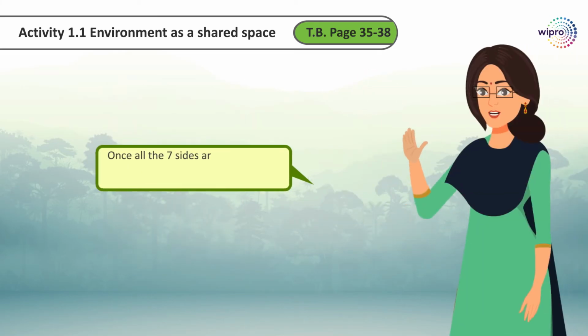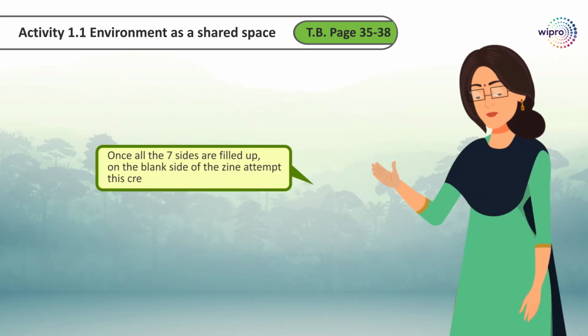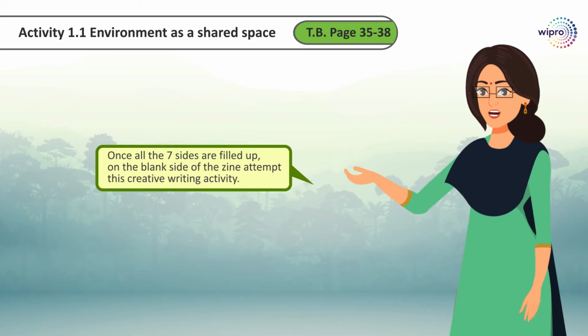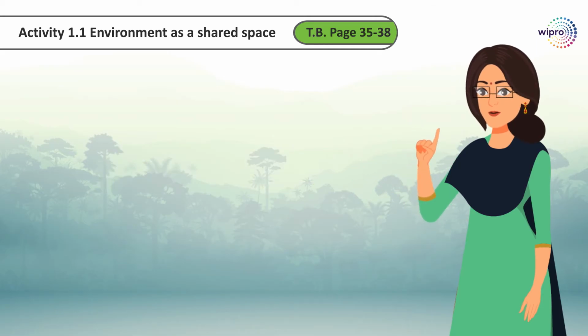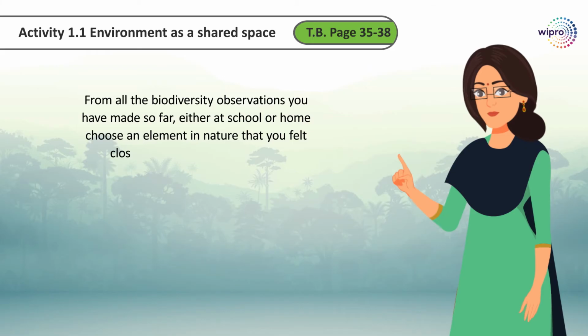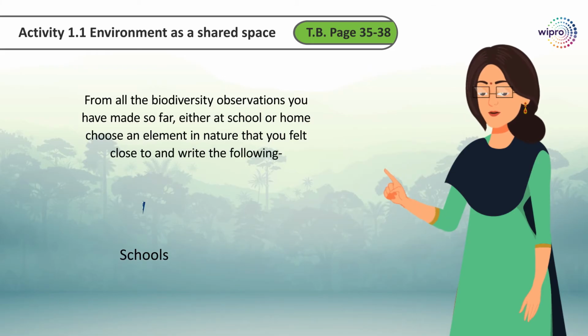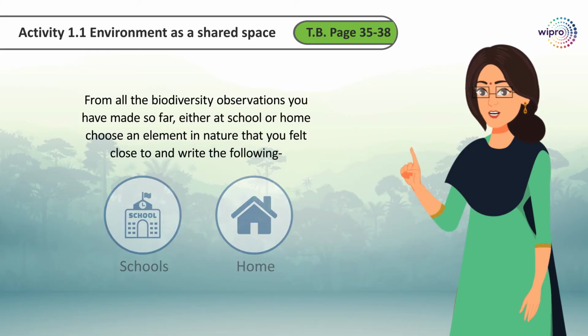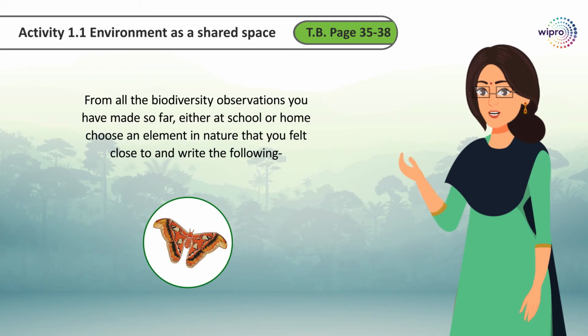Once all the 7 sides are filled up, on the blank side of the sign, attempt this creative writing activity. From all the biodiversity observations you have made so far, either at school or home, choose an element in nature that you felt close to and write the following.